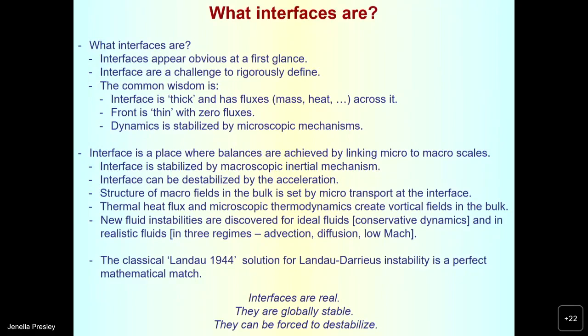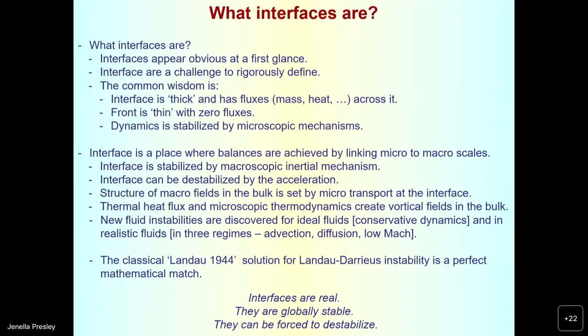Our results show that these definitions, these common wisdom approaches, might be obvious, but there is a need to reconsider them. According to the theoretical analysis that we obtain, the interface is the place where balances are achieved. And these balances are achieved by linking microscopic scales to macroscopic scales. Interface is stabilized primarily by a macroscopic inertial stabilization mechanism. It's a new mechanism that we are going to discuss.